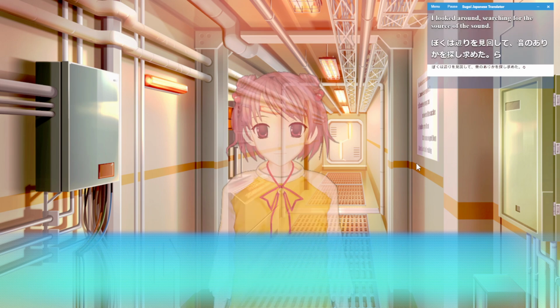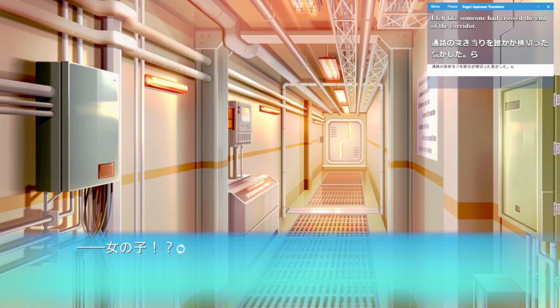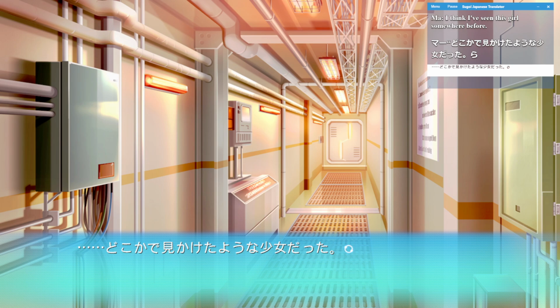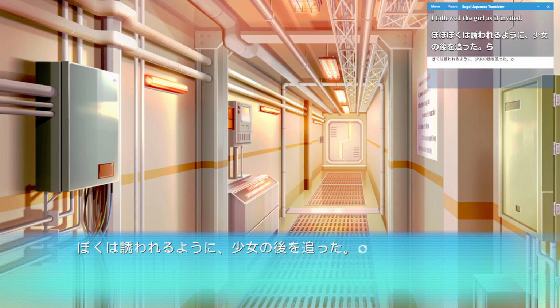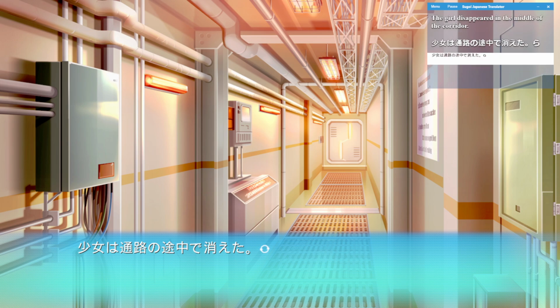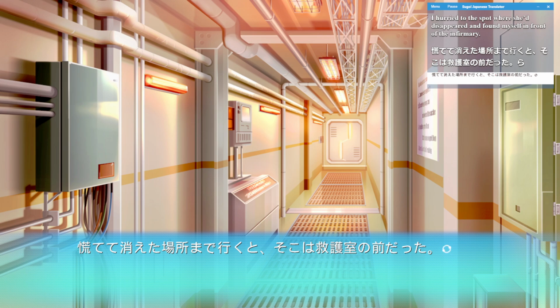I looked around, searching for the source of the sound. Oh, it is a vision of Coco. I felt like someone had crossed at the end of the corridor. It's a girl! Or a woman. I think I've seen this girl somewhere before. But you haven't, though. That's the weird part. I followed the girl as if invited. Hey, wait, hey. The girl disappeared in the middle of the corridor. I hurried to the spot where she disappeared and found myself in front of the infirmary.